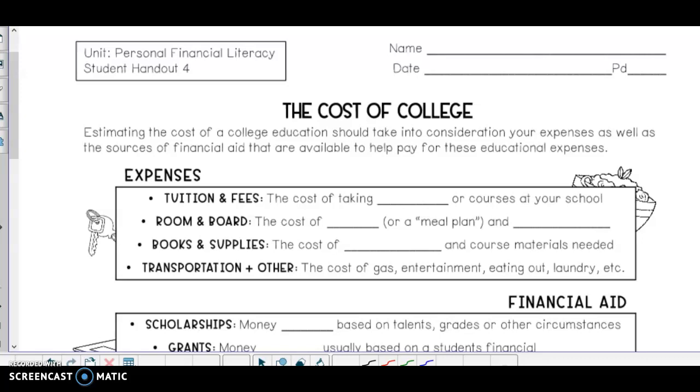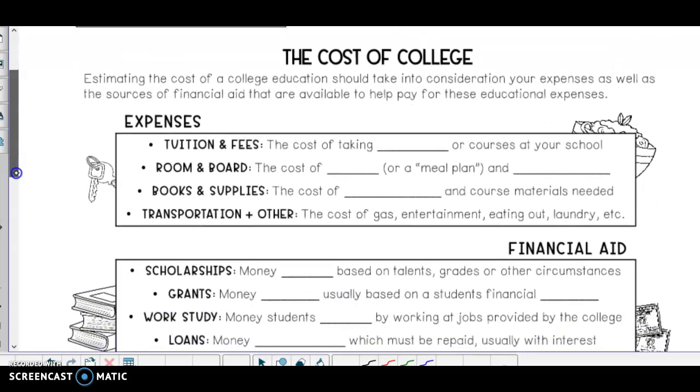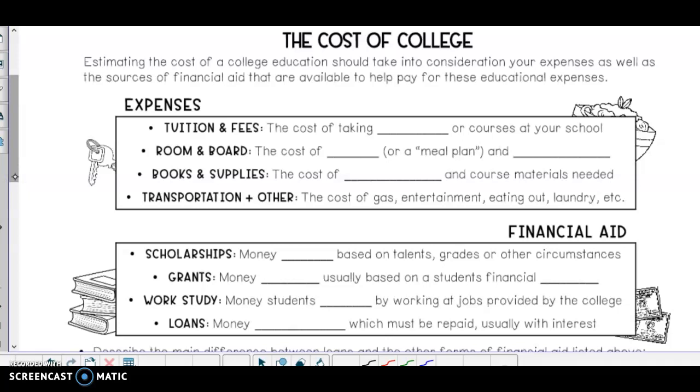We looked at different colleges, in-state, out-of-state, private versus public colleges and community colleges. So let's talk about all of the different expenses that we might encounter when we go to college. Estimating the cost of a college education should take into consideration your expenses as well as the sources of financial aid that are available to help pay for these educational expenses.